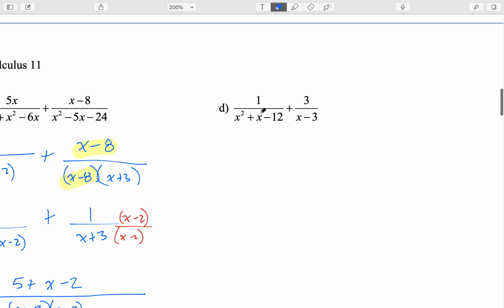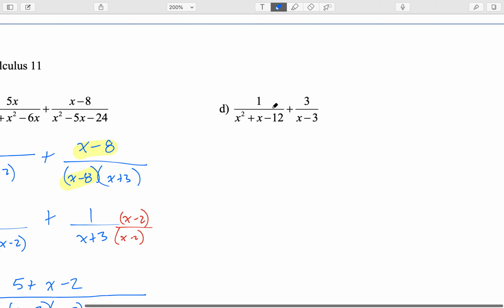What about this one here? What do we got? 1 over and 3 over. So two numbers that multiply. So this is going to be 1 over x plus 4, x minus 3. Hang on, do I have that right? They multiply to negative 12. They add up to 1. So positive 4. Yes, there's more positives than negatives.